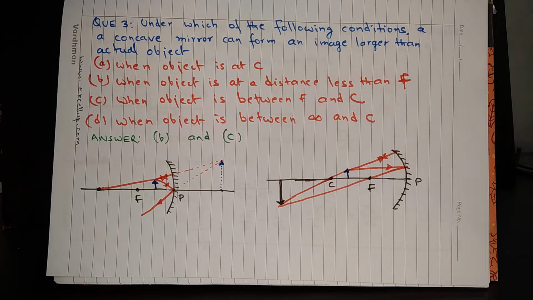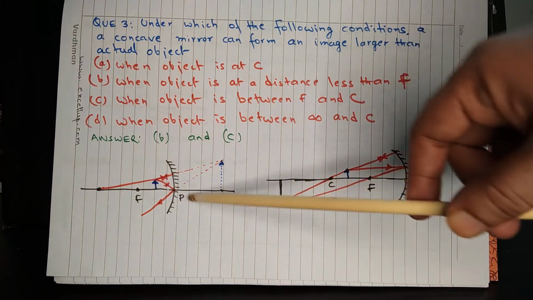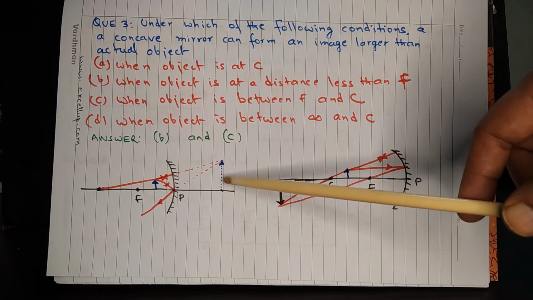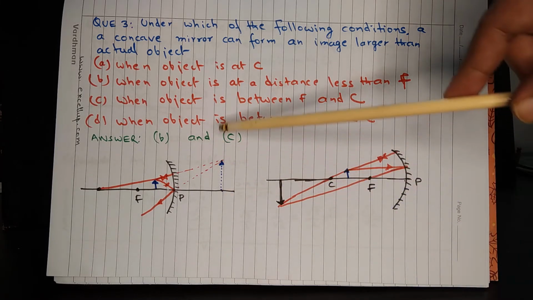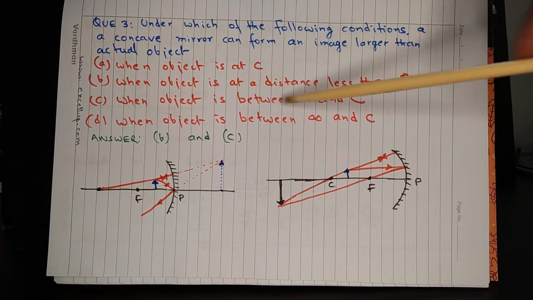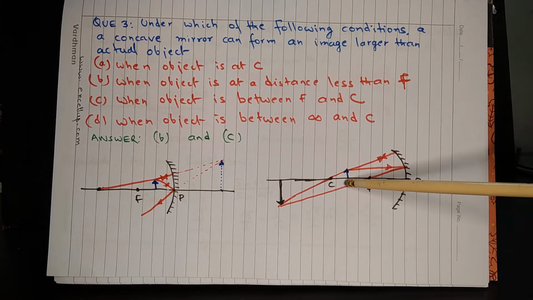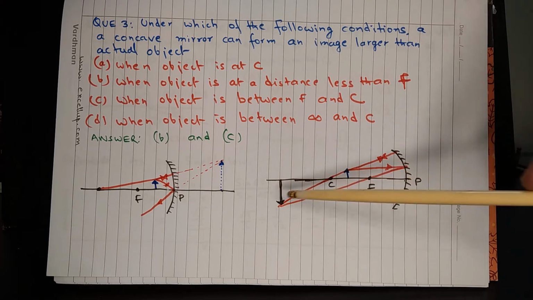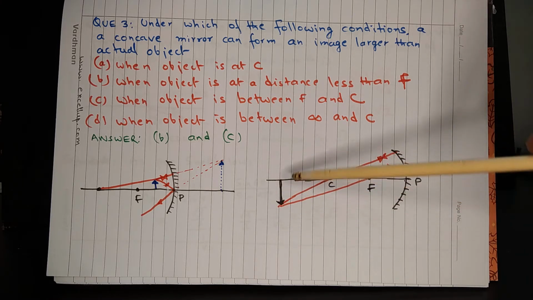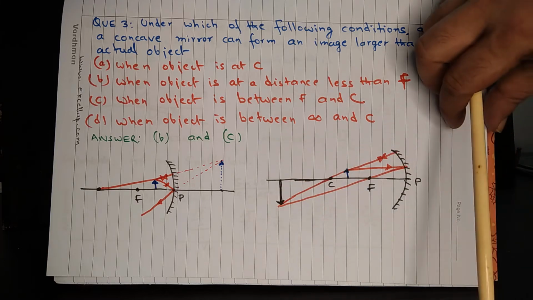So let us see. When the object is at a distance less than F, that is between F and P, a larger image is formed behind the mirror. This is erect and virtual image. And when object is kept between F and C, then a larger image is formed beyond C. This is a real image and it is an inverted image.